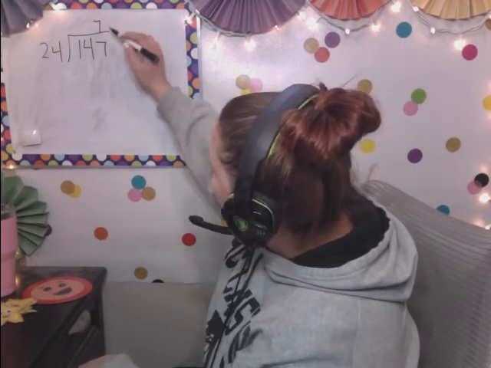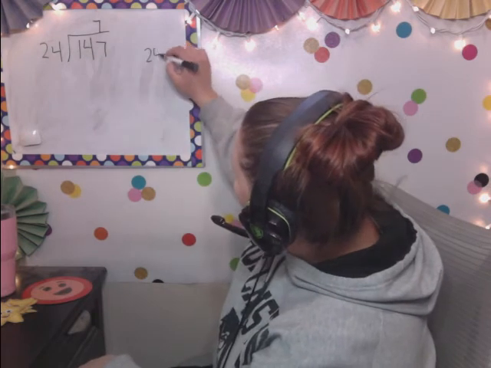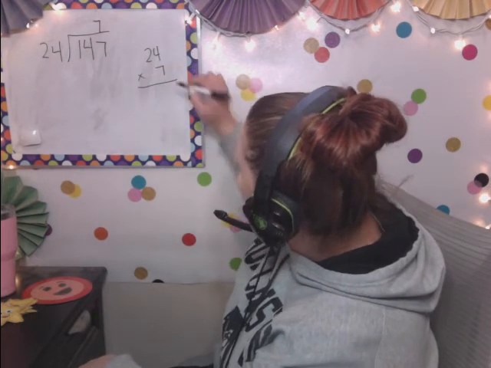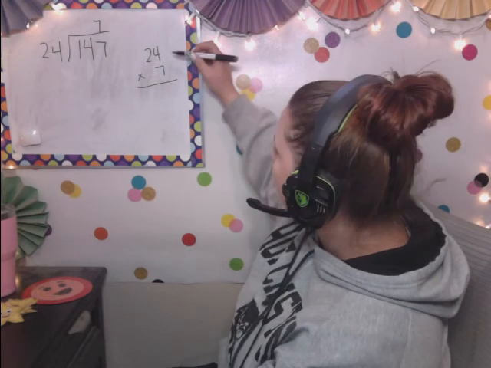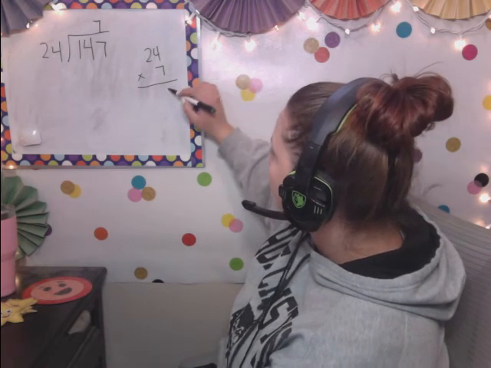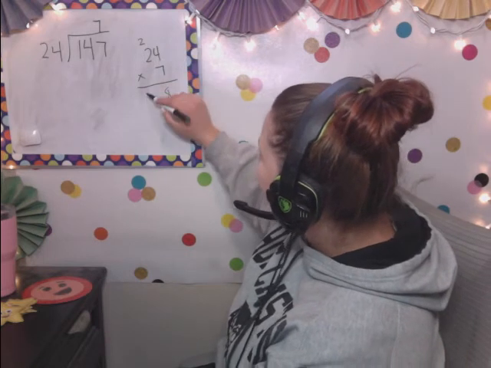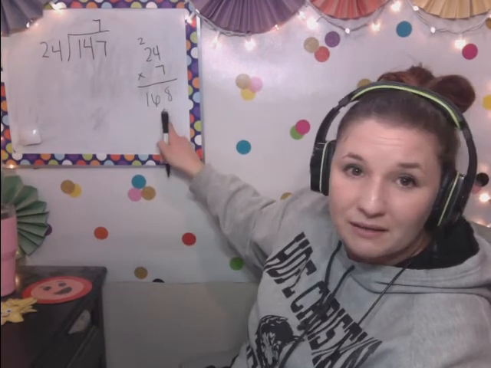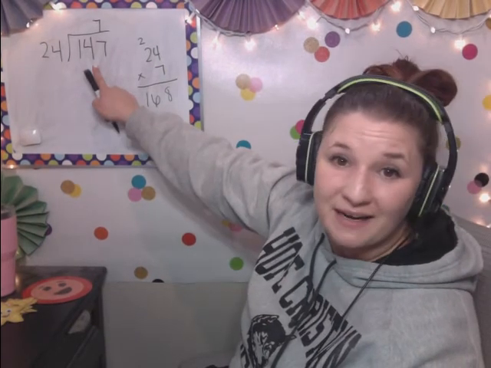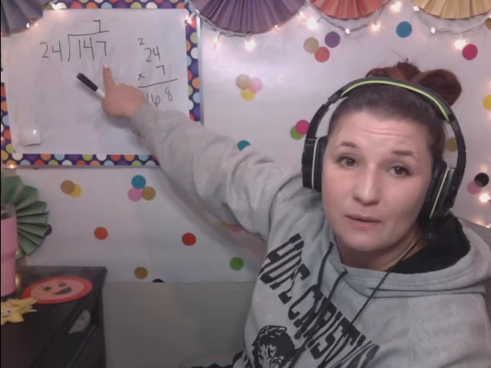I'm going to try that 7 again. Over 147, 24 times 7, and I just did that. Well, no, I did 21 times 7. So let's try this one. 4 times 7 is 28. 2 times 7 is 14, plus 2 is 16. Well, that number is bigger than that number. So that time didn't work. But guess what? We're close. 168 and 147 are close.